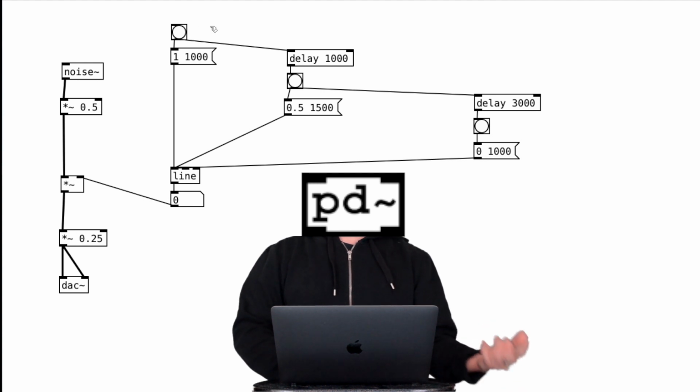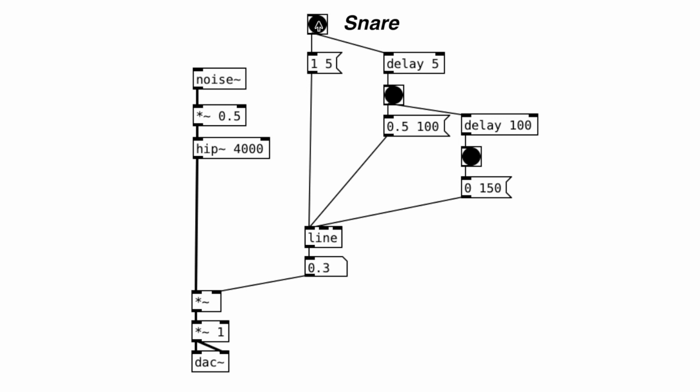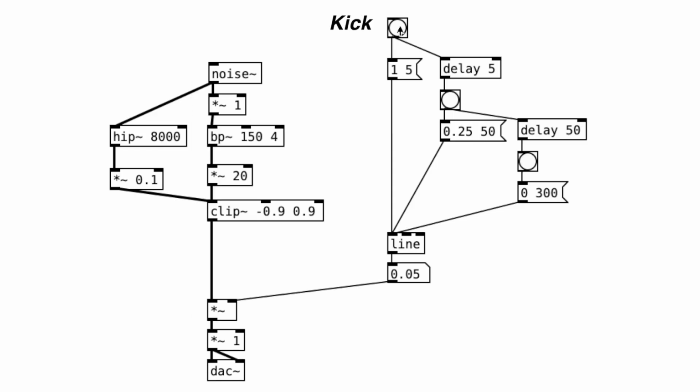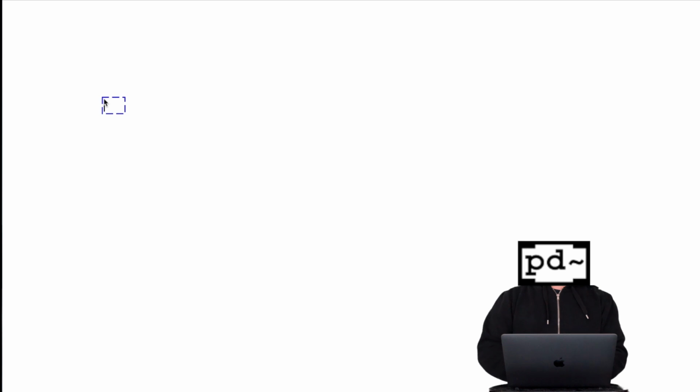Okay, let's try using envelope in pure data. Create a new patcher and save it as envelope.pd or something along that line. Let's use a noise generator. So, I have a noise generator and times tilde 0.5 to make sure that it's not loud.